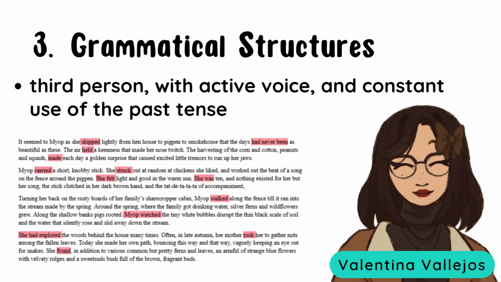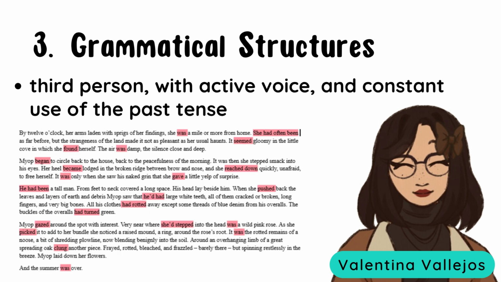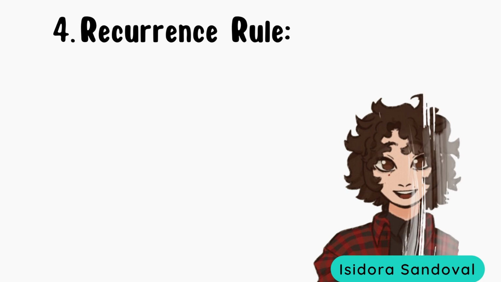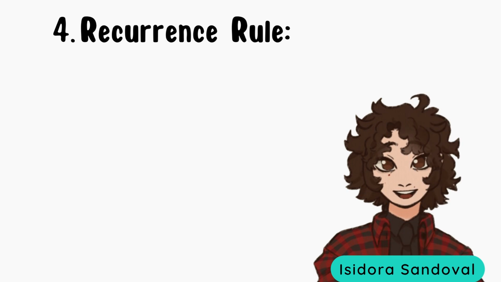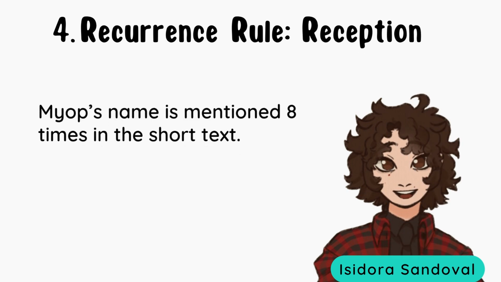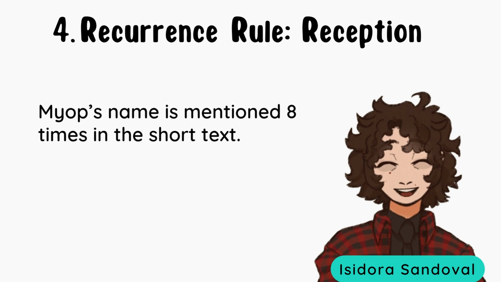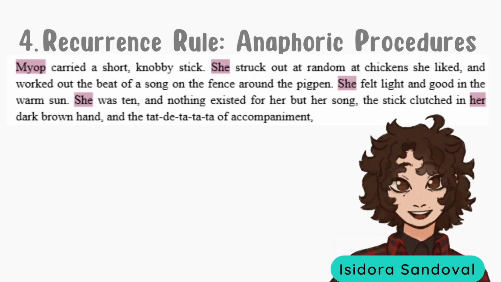In this text, we can find a narration in third person with active voice and constant use of the past tense, mainly past simple and past perfect, which are the typical structures used in narrative text. We can observe the presence of recurrence rules such as repetition. Myop's name is repeated through the whole text in order to clarify that she is the only important character.